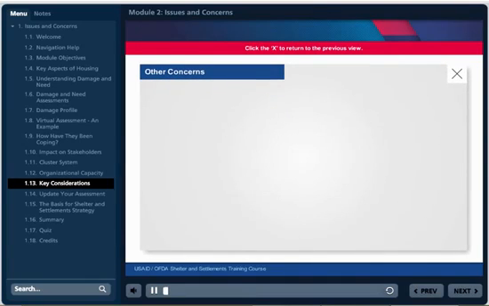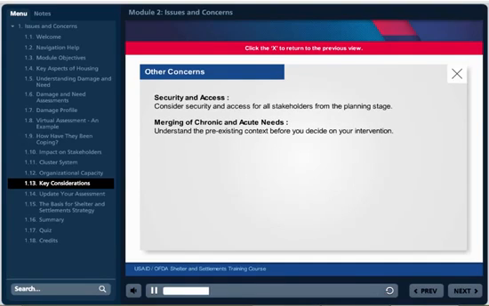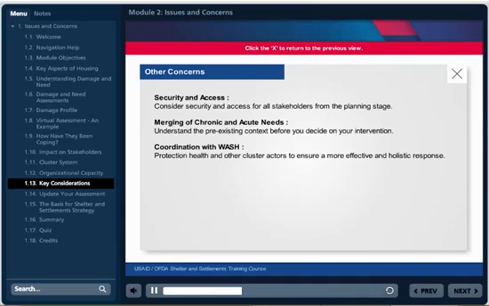Other concerns include security and access. Consider security and access for all stakeholders from the planning stage. Merging of chronic and acute needs. Understand the pre-existing context before you decide on your intervention. Coordination with WASH, Protection, Health, and other cluster actors to ensure a more effective and holistic response.